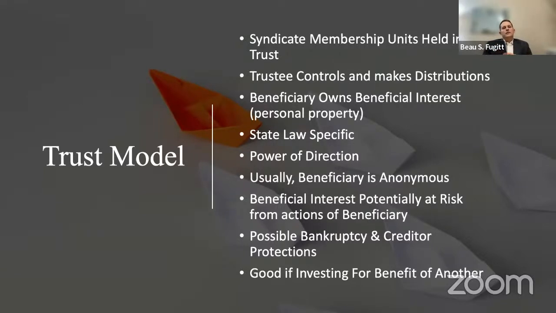Power of direction, that's good to talk about. A beneficiary in most states can have what's called a power of direction, meaning that they can tell the trustee what to do. Even though the trustee is the one that actually makes the decision, the trust documents will have the beneficiary get to tell the trustee when to give distributions, for example.